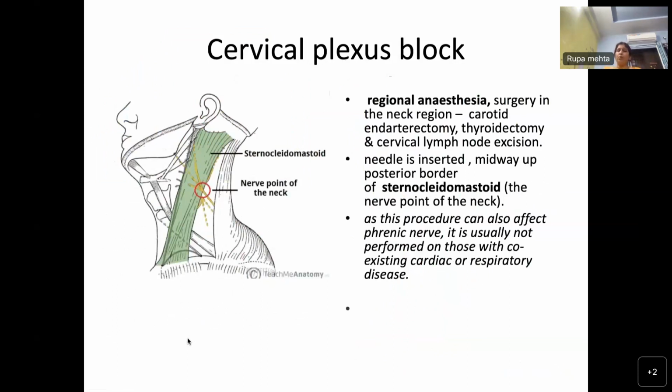A cervical plexus block, all of you must have seen, anesthetists give cervical plexus block at the Erb's point in neck surgeries, and they infiltrate local anesthetic at the Erb's point, superiorly, anteriorly, and inferiorly, and then it provides block of the cervical plexus, and for the surgery they do routinely. But as this can also affect the phrenic nerve, it is not usually performed on those with existing cardiac or respiratory disease, because phrenic nerve supplies the diaphragm.